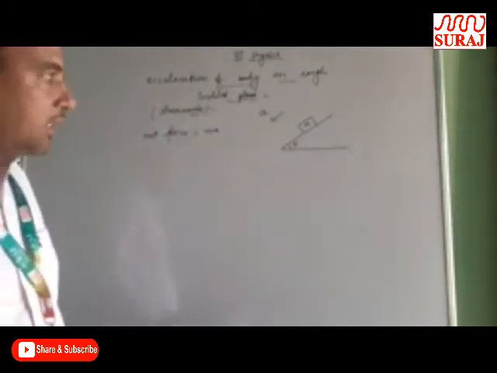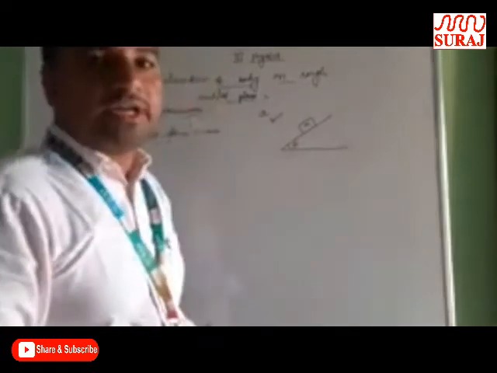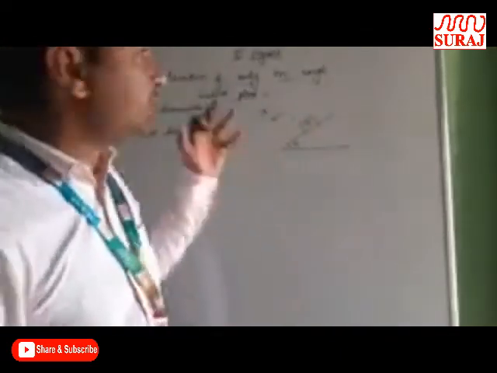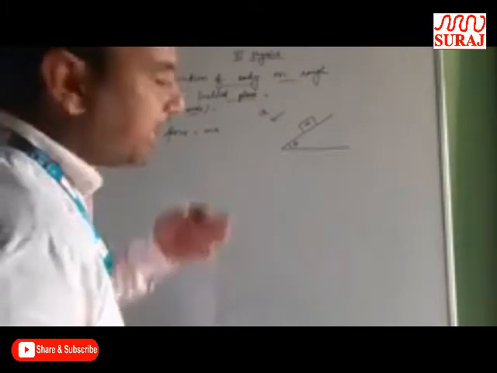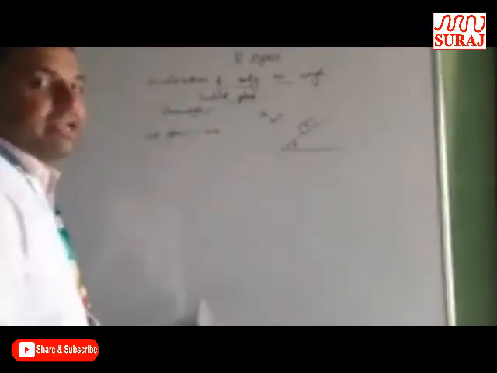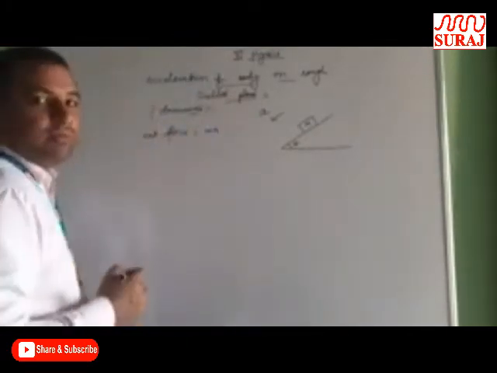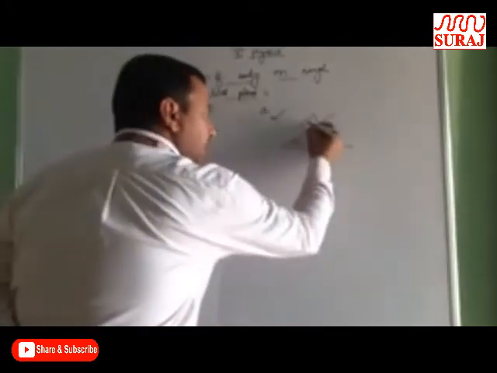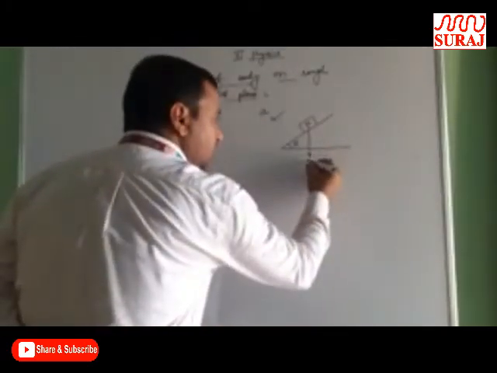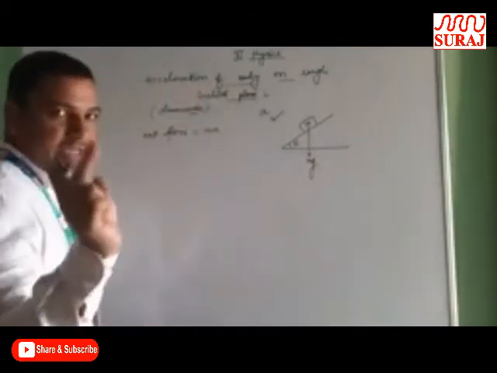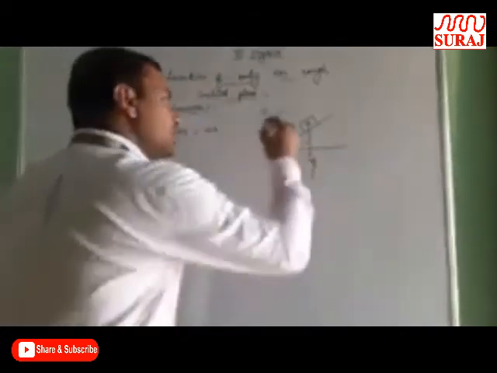Now this body moves downwards with acceleration a. Find the expression of acceleration of the body when it moves downwards on the rough inclined plane. Then the various forces acting on the body must be: number 1, mg vertically downwards.